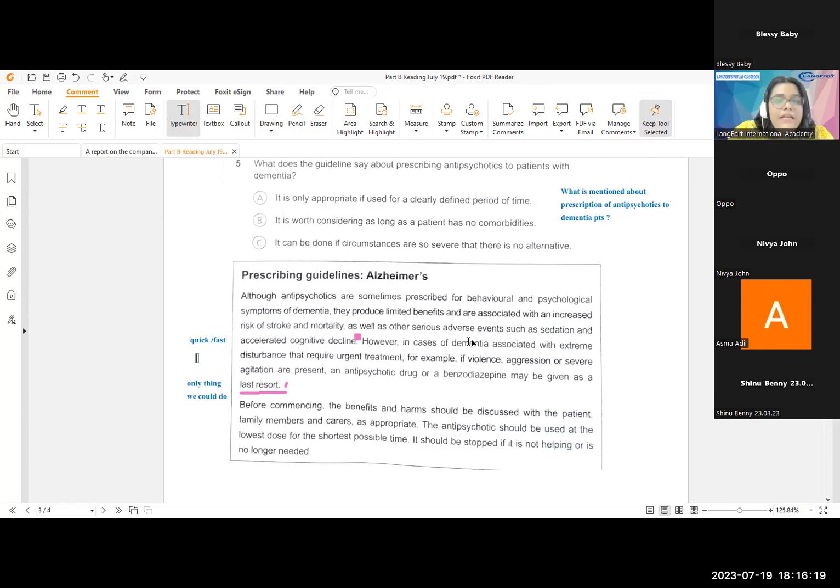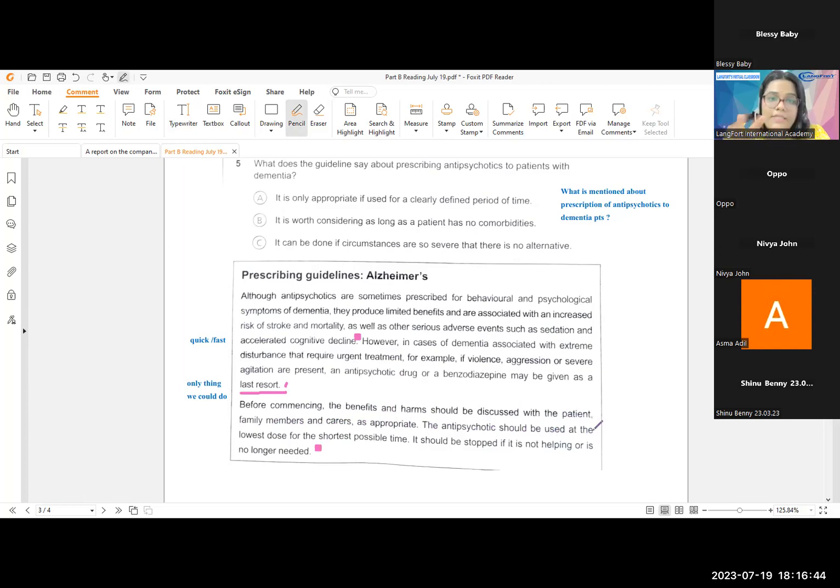Okay, all right. Next, the next two sentences till here, Smita. Before commencing, the benefits and harms should be discussed with the patient, family members, and carers as appropriate. The antipsychotics should be used at the lowest dose for the shortest possible time. It should be stopped if it is not helping or is no longer needed.